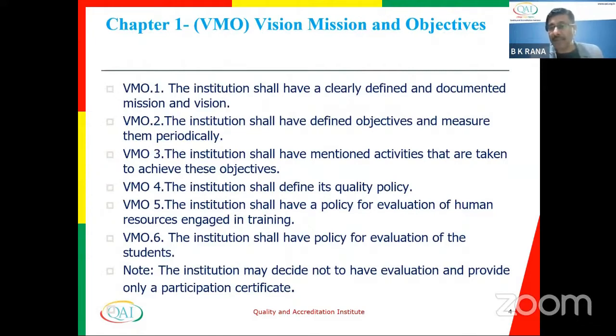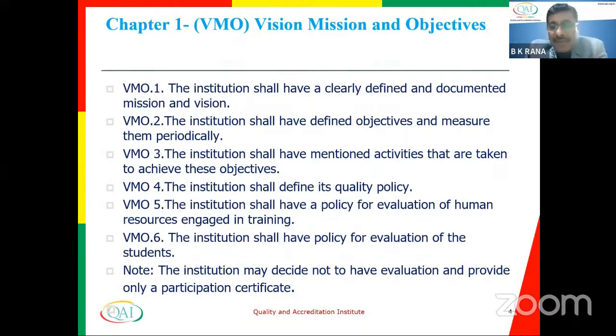So there is a clear vision of what they are trying to achieve over a period of time, and then how they would like to attempt that vision through its mission document. And then institutions shall have defined objectives and measure them periodically. So what are the objectives set? Basically, objectives are derived from the vision and mission statements. You define certain objectives which are measurable, which you can measure. And that's why it says you define them and measure them periodically so that you know where you are going.